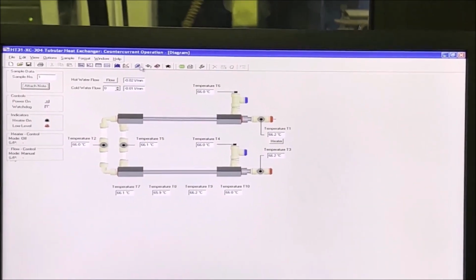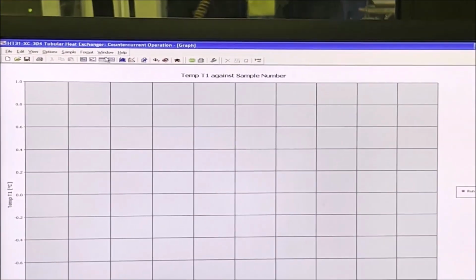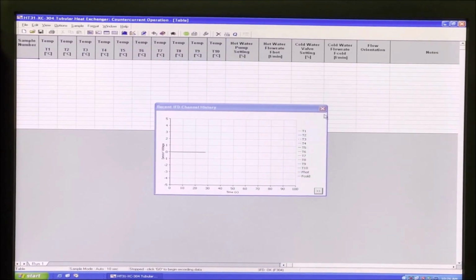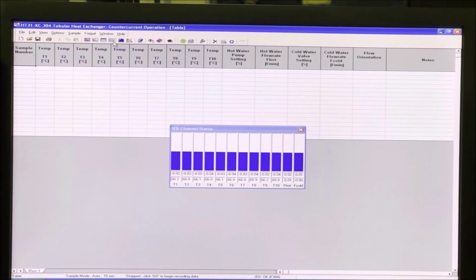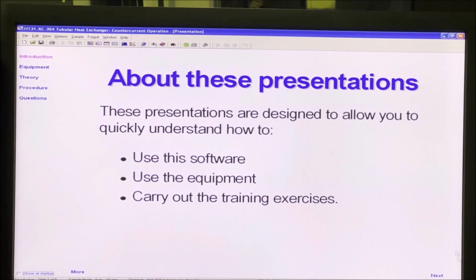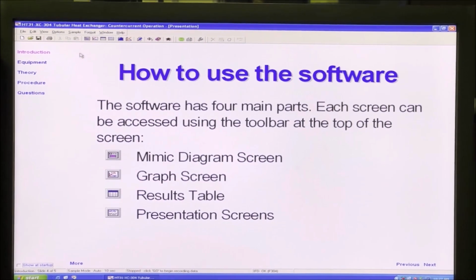These are the various windows. Now this is a diagram. This is a graph, I can change the temperature. This is an Excel sheet, I can record the readings. There is a help also, and one presentation is there, a PowerPoint presentation. So I can learn here how to operate this machine. My important one is view diagram.